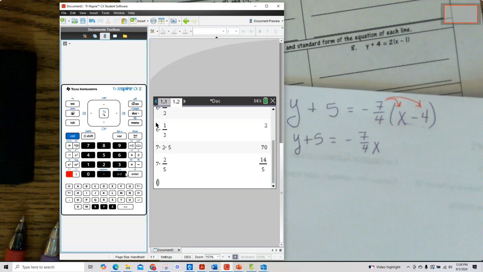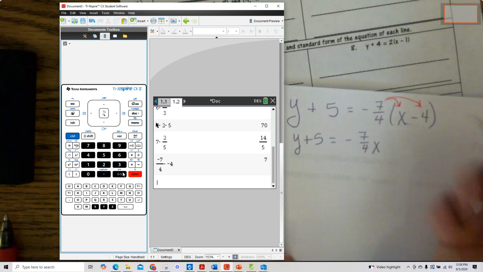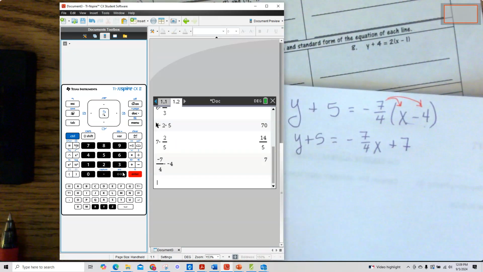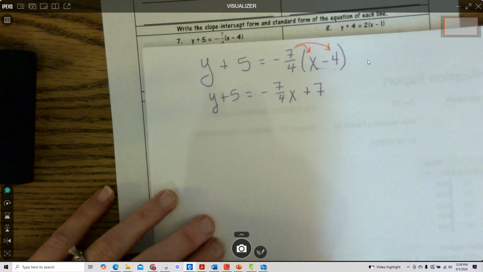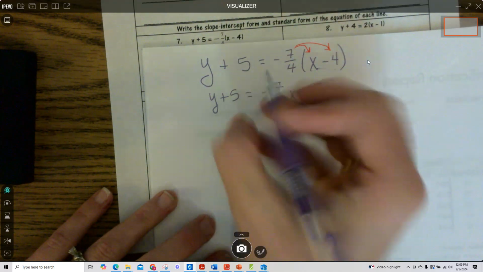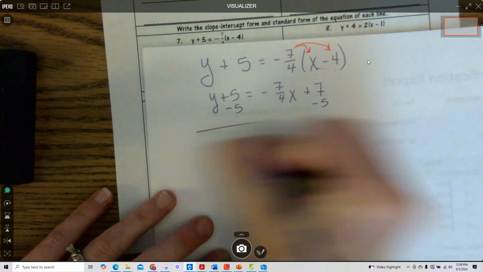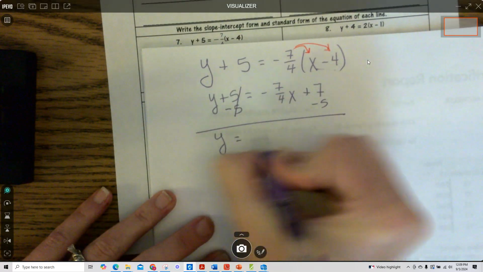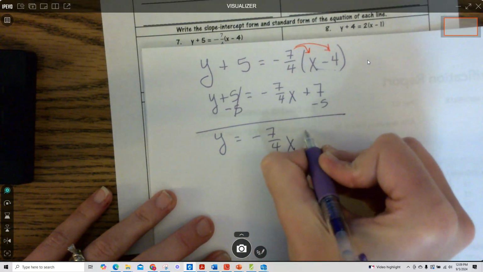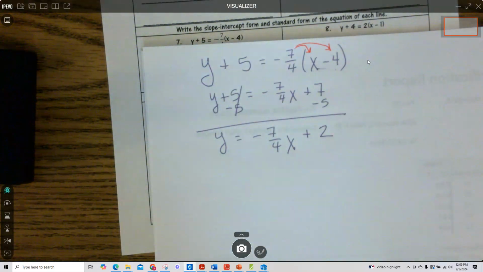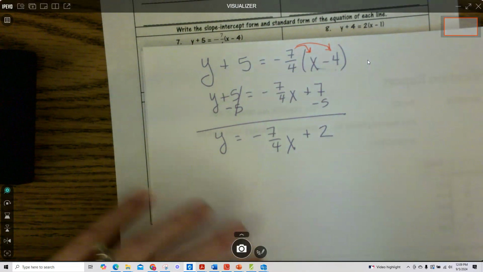So let's see here. Negative 7/4 times a negative 4 gives me a positive 7. Okay, not too bad. So break it down, break down the parentheses. I need to get everything away from the y. So what do I need to move? So this cancels. Didn't touch the negative 7/4 x, but 7 minus 5 is a 2. It's in slope-intercept form. That's the easiest one to go to, is slope-intercept form.